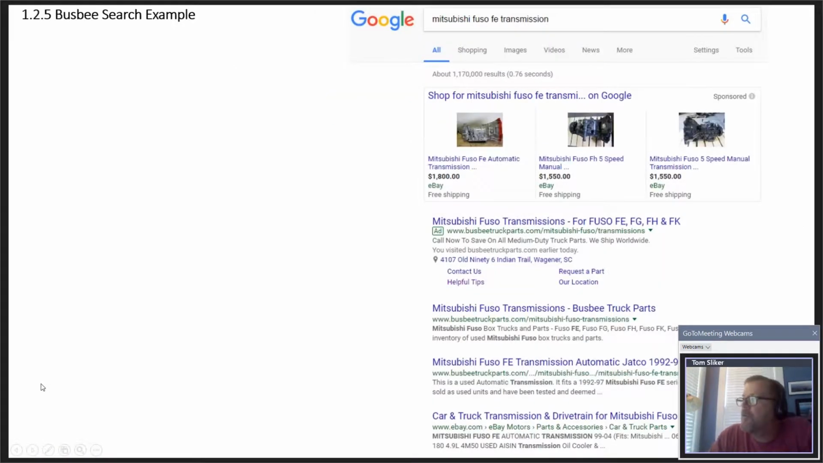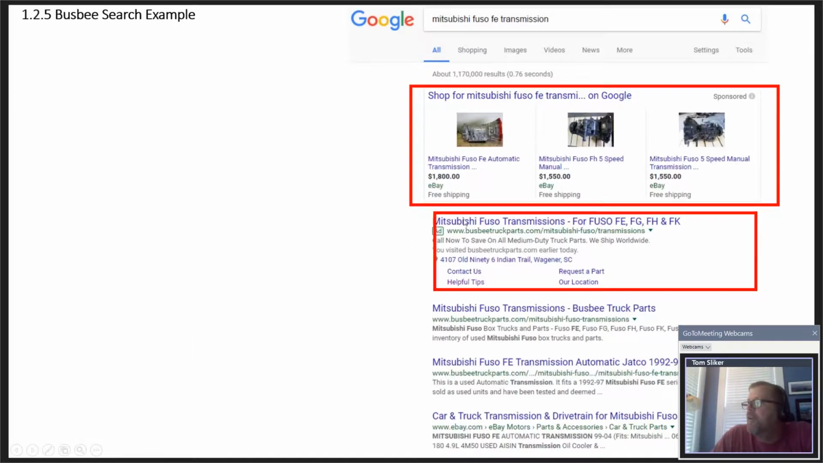This is another slide I showed before, but what I wanted to show you in this particular search results page, a search for a Mitsubishi Fuso FE transmission, is which parts of this results page are organic. If you look at the top there, that is what they call Google Shopping, and so that's paid space. The next one, where it has the little word ad, is also paid space. And then the first organic is down here, which is Busby Truck Parts.